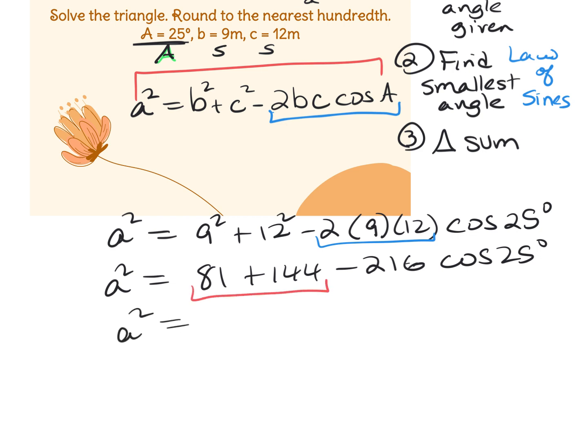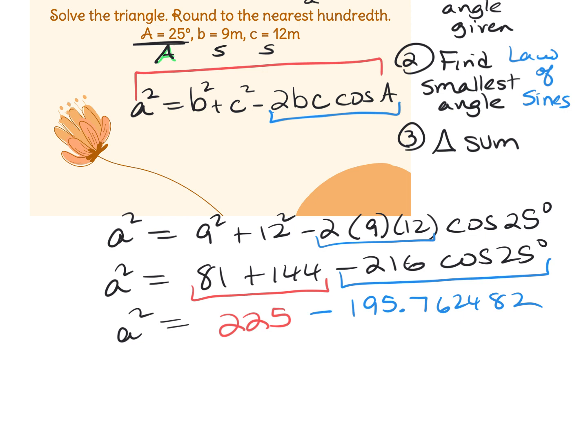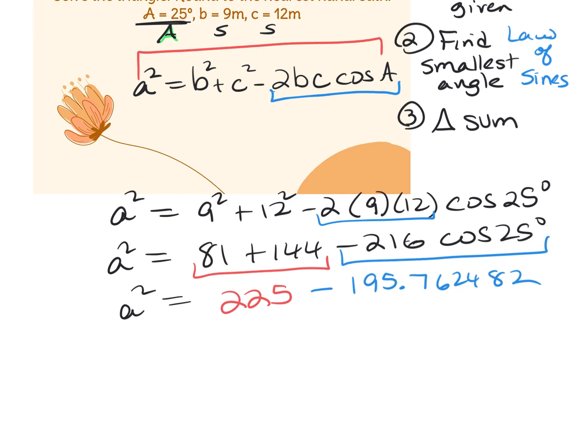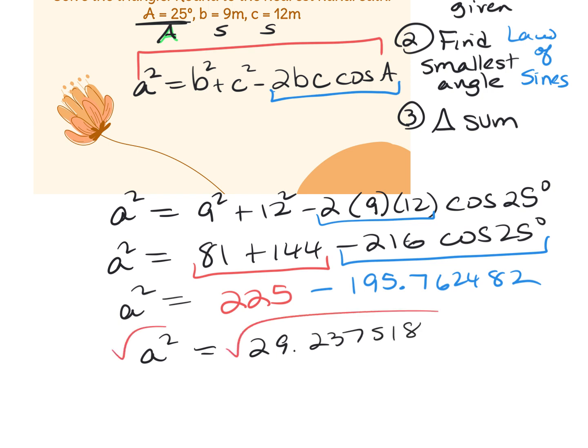Now I could add these two, then multiply this, and then subtract. So 81 plus 144 is 225, and then minus 195.762482, which is 216 times the cosine of 25. Now I'll subtract that, and I don't want a squared, so I'll have to square root it. So a squared, after I subtract that, I get 29.237518. Square root both sides, and I don't want a negative answer, so I'm just going to keep the positive.